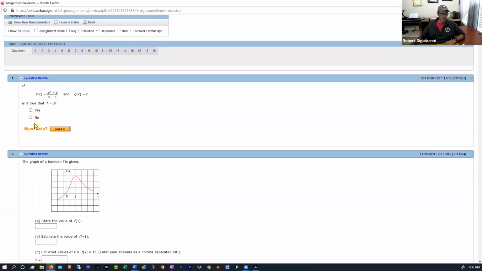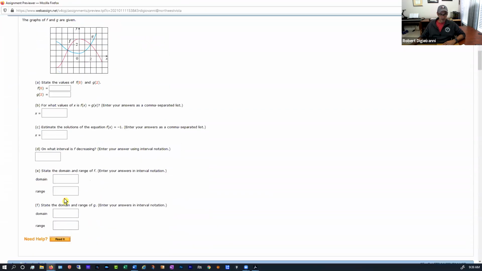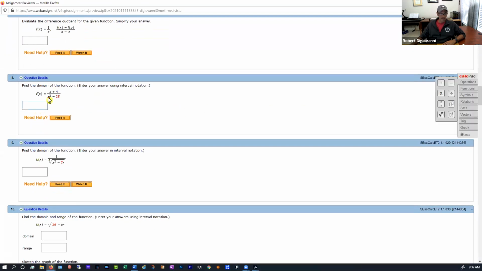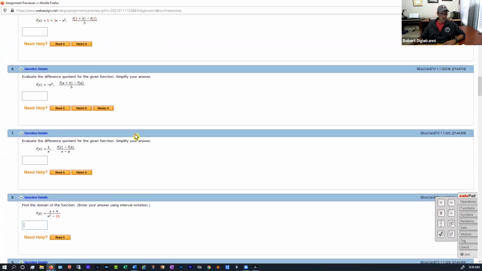It's a yes or no. Here is a fill in the blank. Anytime you click to put an answer in here, it brings up a little palette where you can do fractions and square roots and different symbols. So you'll put your answer in here.